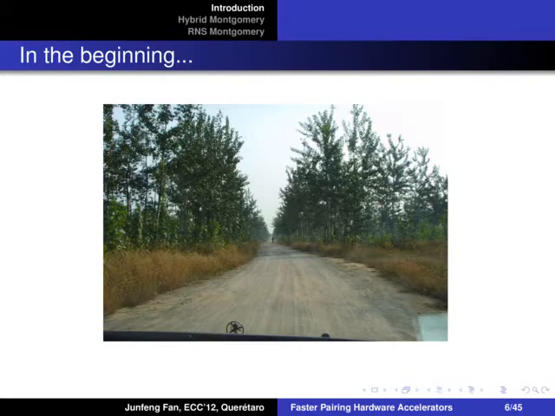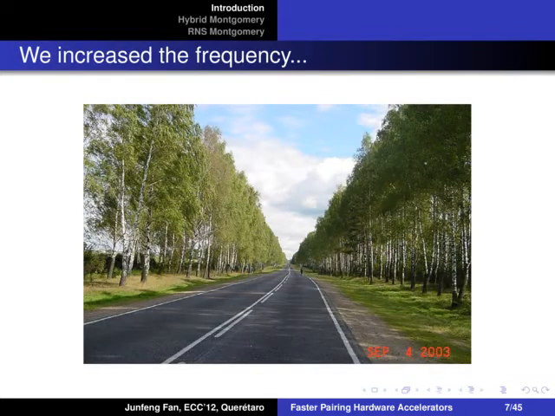In the beginning, we had a road, something like this. You can drive on it, but you cannot really drive very fast. Then we want a high throughput road, so we build a better road. Now you can clock your car at a much higher frequency. So that's basically how we evolved. We go faster and faster.